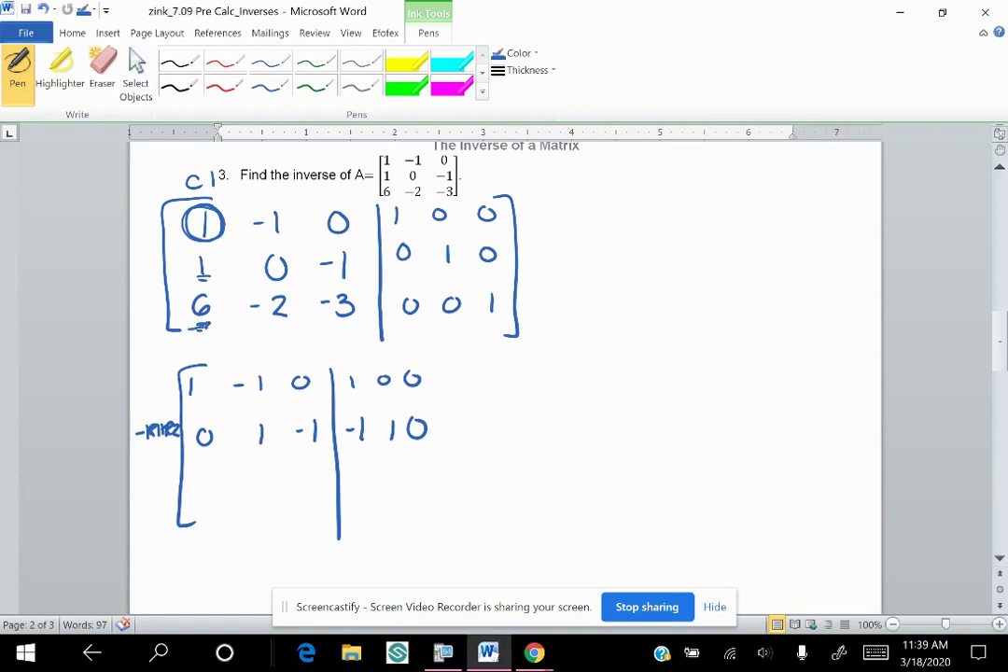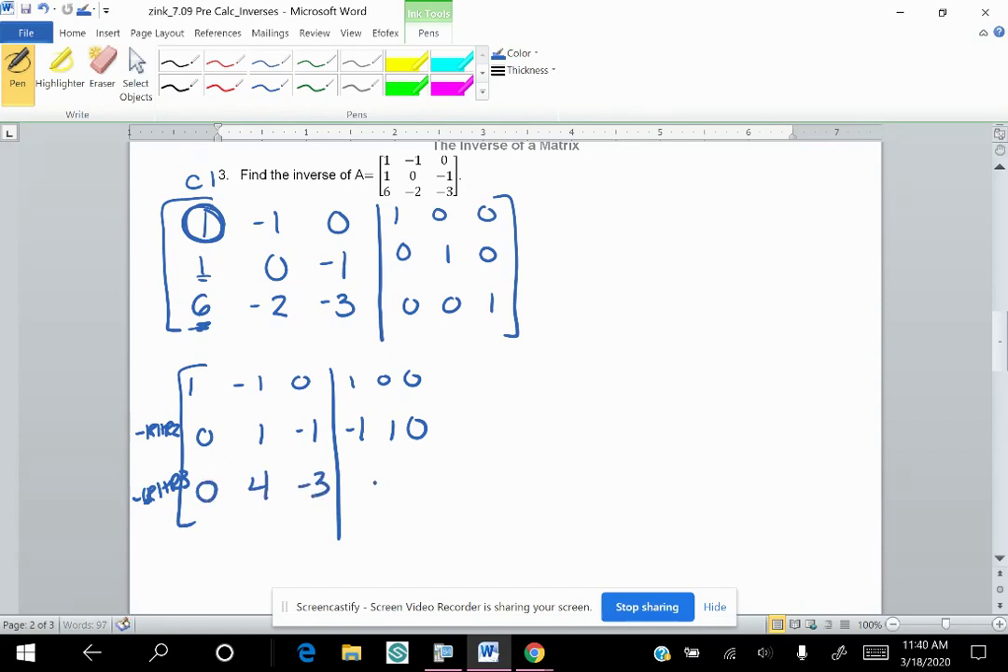For the 6, I want the 6 to become a 0. So I'm going to multiply this lead 1 by negative 6. So negative 6 row 1 plus row 3. You always label it on the new matrix where you've done the change, and always on the row that you've already changed. And always multiply the row with the lead 1 by that number. So negative 6 times 1 plus 6 is 0.